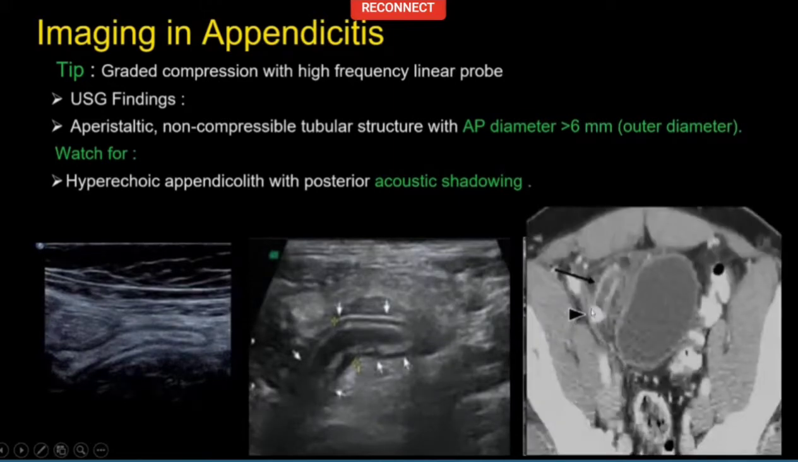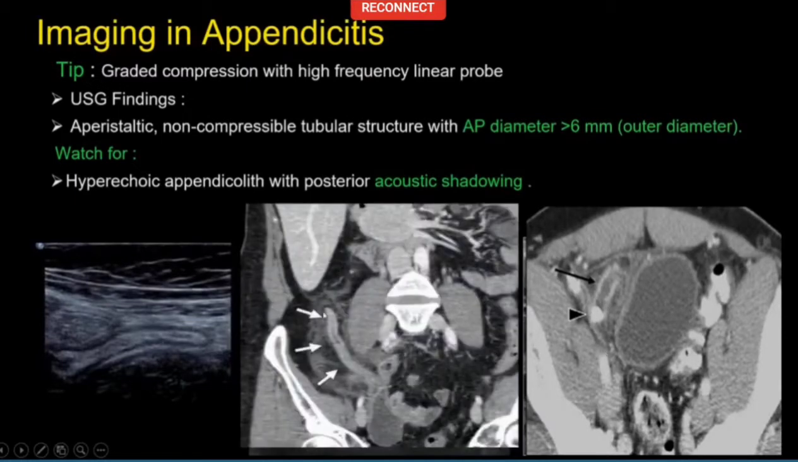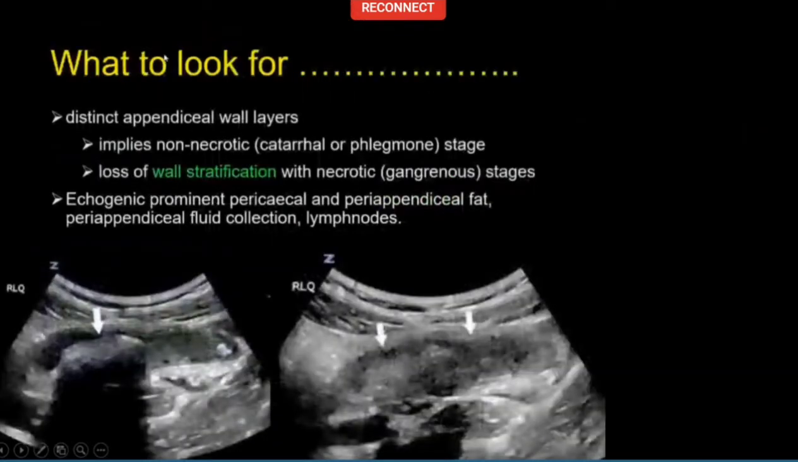You have a CT image which is showing an appendicolith with significant fat stranding and an inflamed appendix. Similarly, you can see significant fat stranding with an inflamed long appendix. Now, what you have to look for is not just acute appendicitis, because with acute appendicitis, we can still have a wait time.